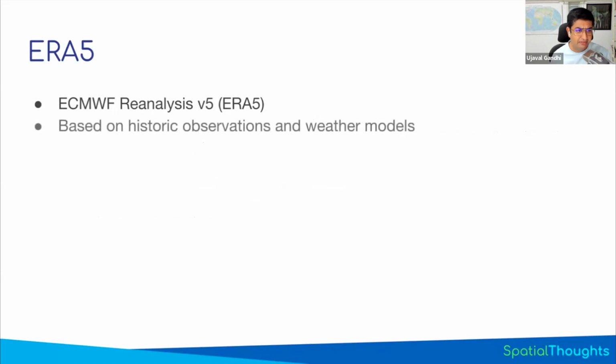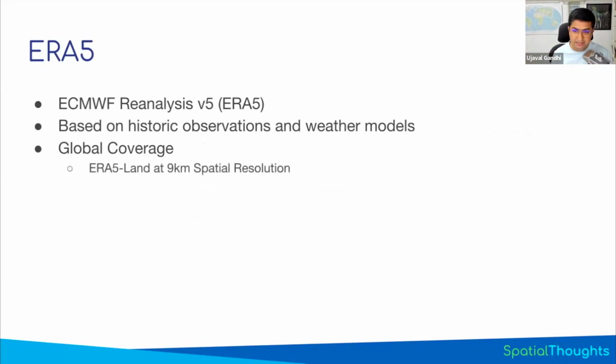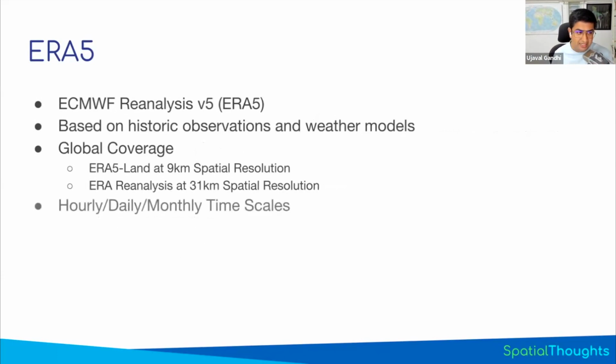ERA5 is a reanalysis data from the European Center for Medium Range Weather Forecasts. Again, this is based on a weather model and historic observations. It's global coverage, so anywhere in the world. So if you're outside this minus to plus 65 latitude range and you want a precipitation data set, ERA5 would be a good choice. It's 9-kilometer resolution, the reanalysis one is 31 kilometers, so coarser than GPM, but it's still there. It's available at hourly, daily, and monthly timescales.